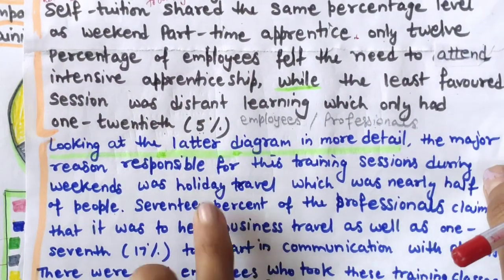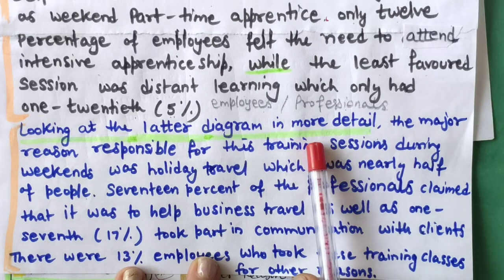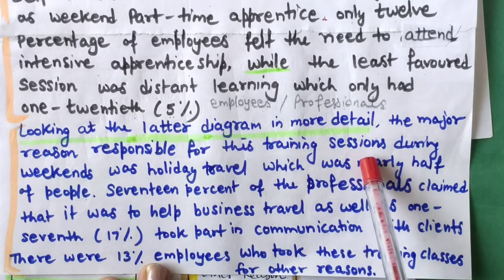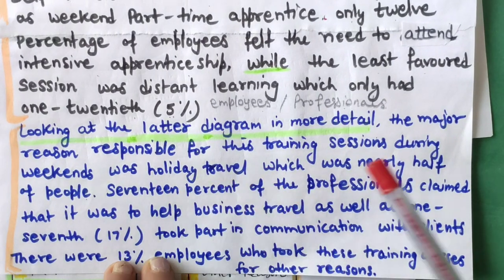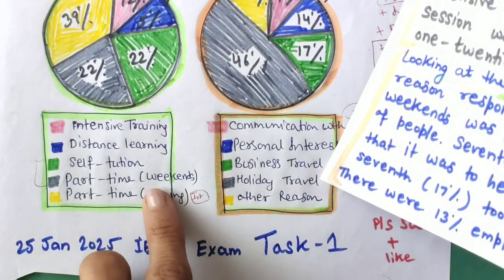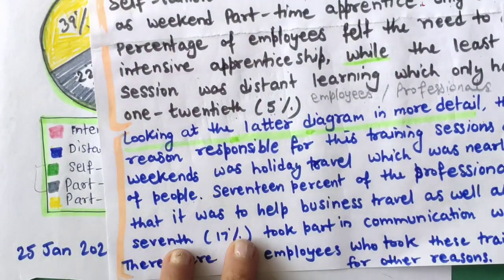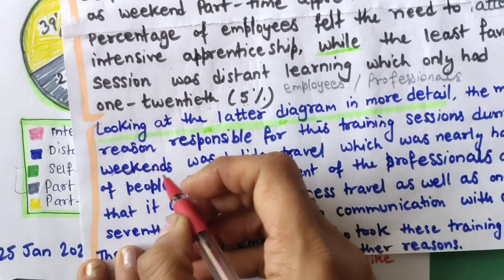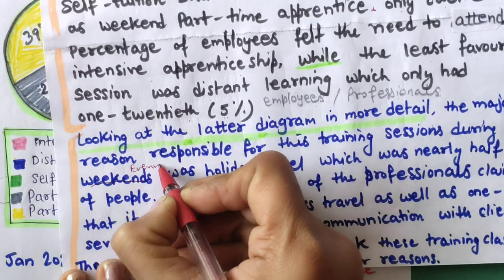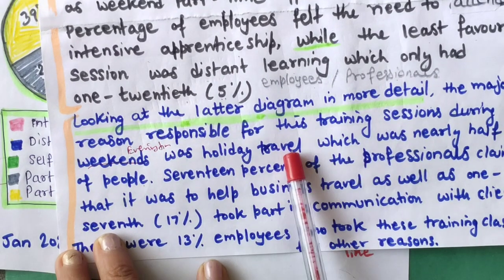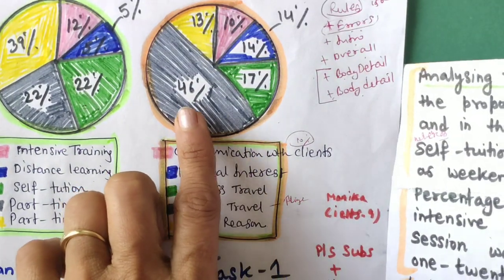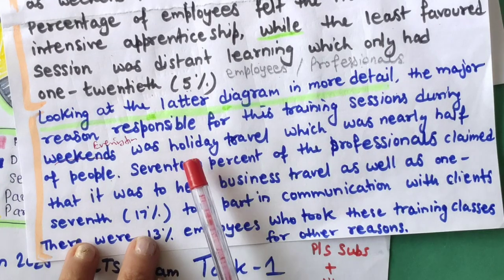Looking at the diagram in more detail, see this is my second paragraph. Looking at the diagram in more detail, the major reason responsible for these training sessions during weekends was holiday travel. The training session during weekends, so major is during weekends. No, it is evening time actually. See this is all mistakes. You can find your mistakes. It is evening time. Was holiday travel, which was nearly half of people. Instead of 46% I have written which was nearly half of the people.